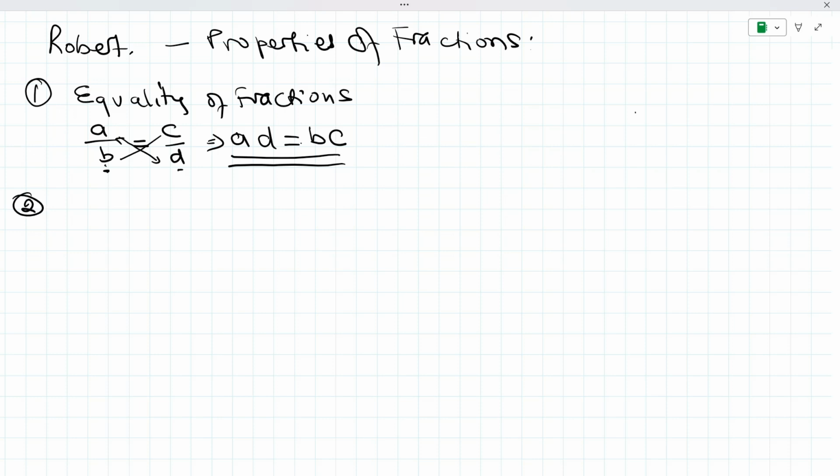Okay, let's look at the second expression that will show us a second property of fractions. And this one is referred to as the fundamental property of fractions.